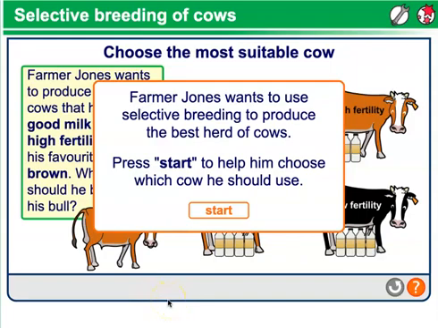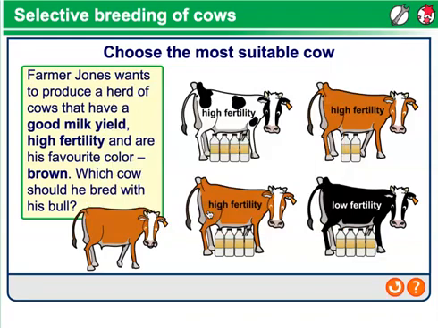So let's look at an example. Selective breeding of cows. Choose the most suitable cow. Farmer Jones wants to produce a herd of cows that have a good milk yield, high fertility, and are his favorite color, which is brown. Which cow should he breed with his bull?